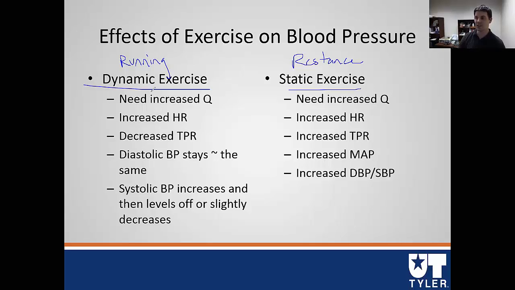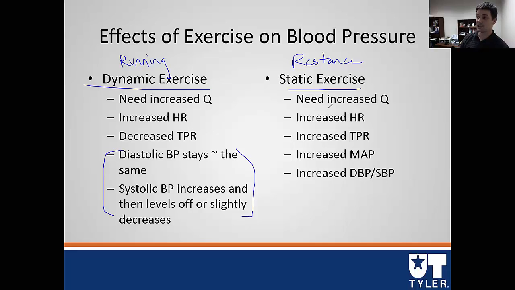Again, when we look at what blood pressure is going to need for running, as we've already seen, we need increased cardiac output, increased heart rate, a decrease in total peripheral vascular resistance, as we just explained. Diastolic blood pressure is going to stay the same. What happens to systolic blood pressure? It increases. We'll see these in the next figure.